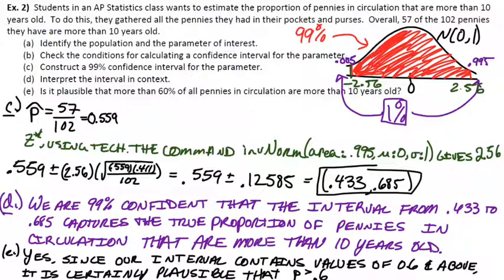So part E, probably the most important question of all these questions. You're a professional statistician. What do you think? Is it plausible that more than 60% of all pennies could actually be more than 10 years old? Well, based on this confidence interval we found, it looks like it's definitely plausible, right? Heck, it could be even 68% are more than 10 years old based on our interval, right?